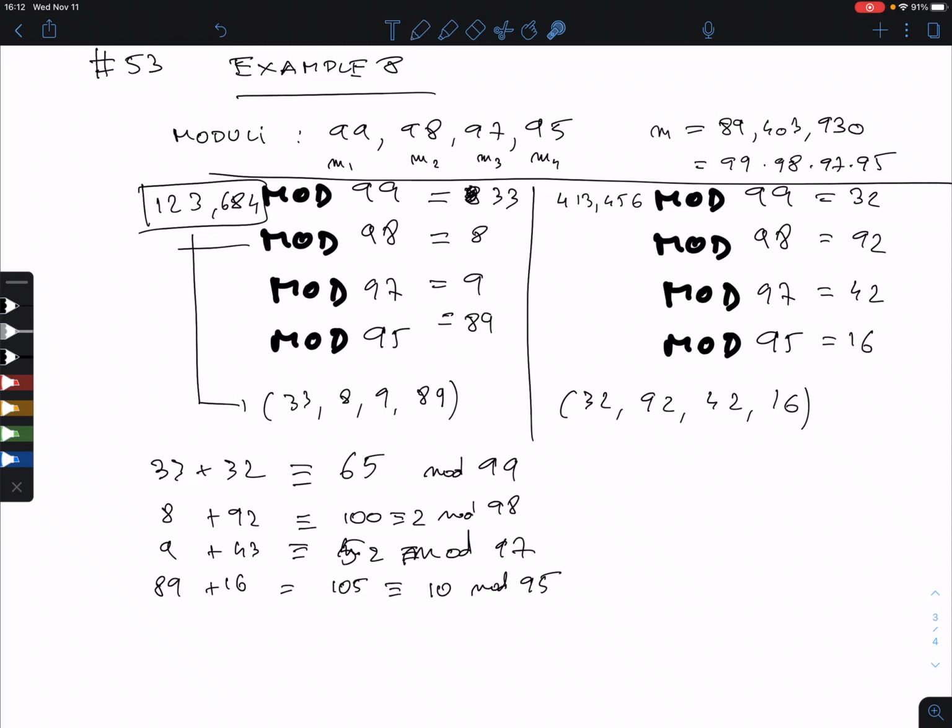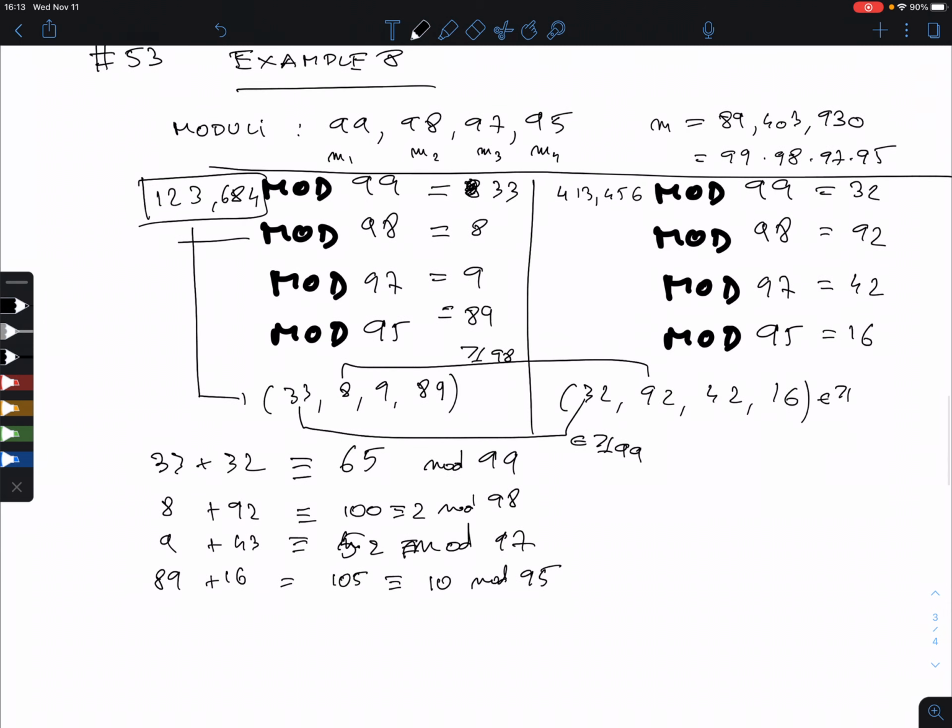In other words, they don't write it up, but that's really what I'm doing. I consider these as elements in Z99, because that's how you add in Z99. These two elements I view in Z98, and that's how you add in Z98. 8 plus 92 is equal to 2 in Z98. If you remember our notation of Cartesian products, we look at this as a number in Z99.